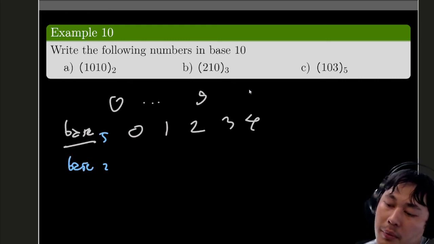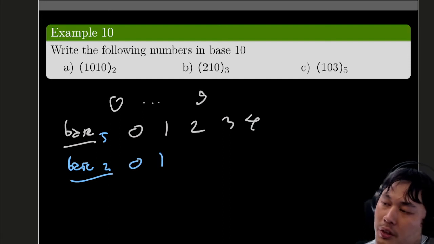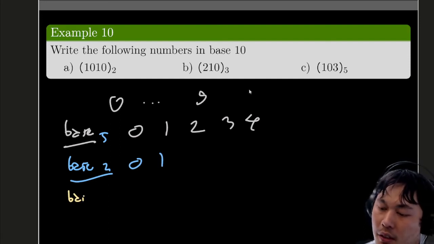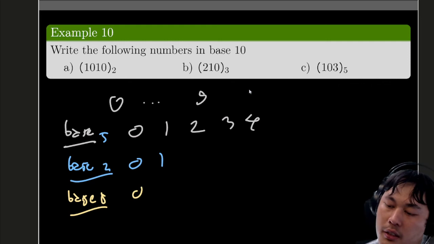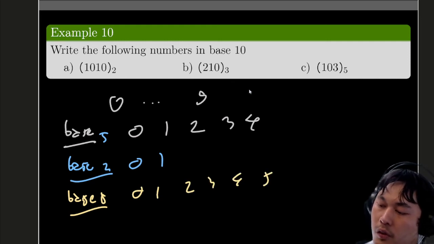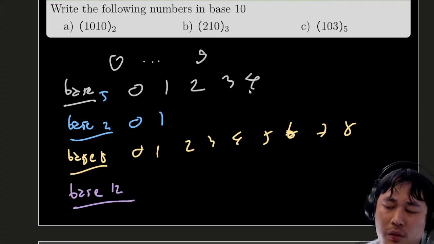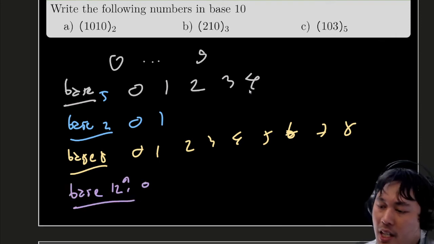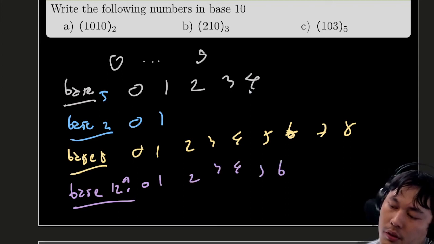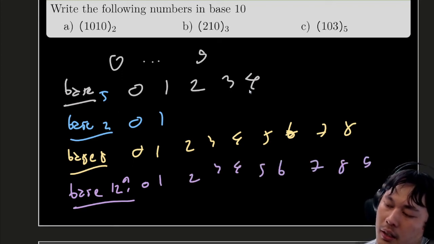If you have base 2, you only use 0 and 1. That's all we need. If you use base 8, you use 0, 1, 2, 3, 4, 5, 6, 7. Then what about base 12? Yeah, you can use 0, 1, 2, 3, 4, 5, 6, 7, 8, 9.